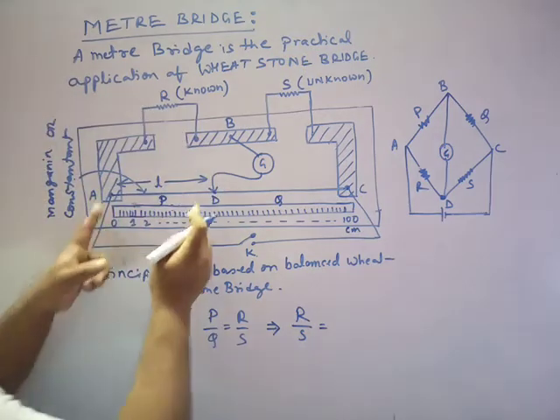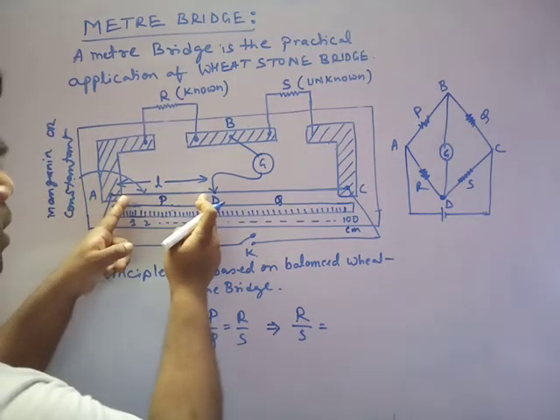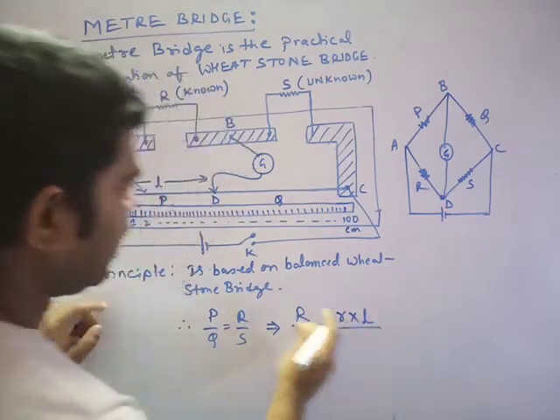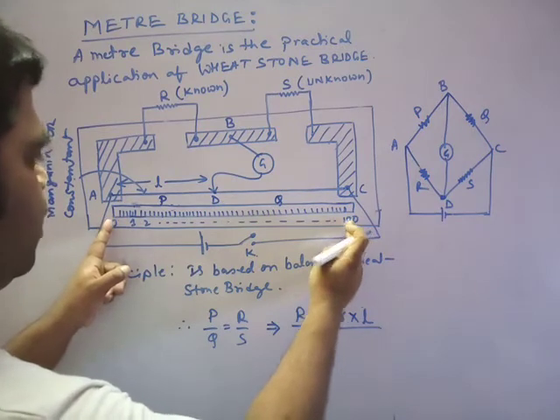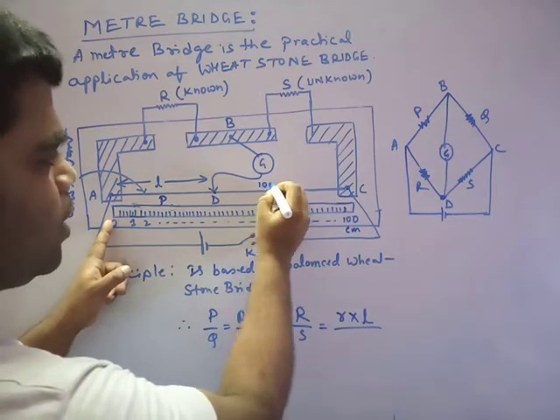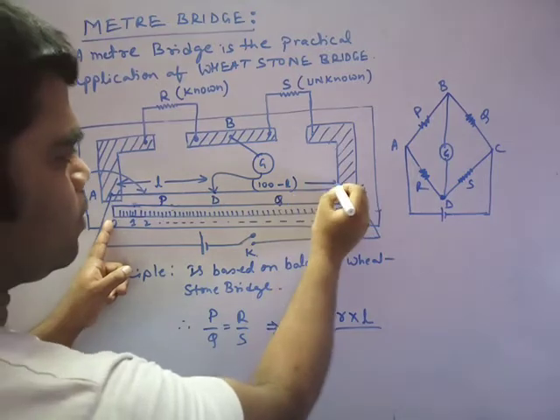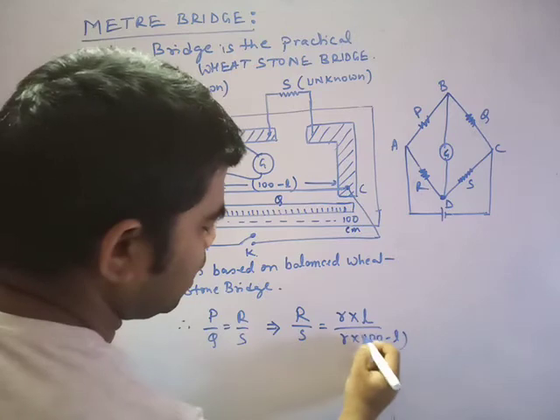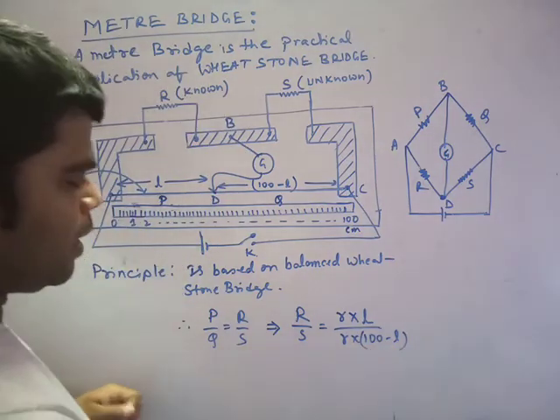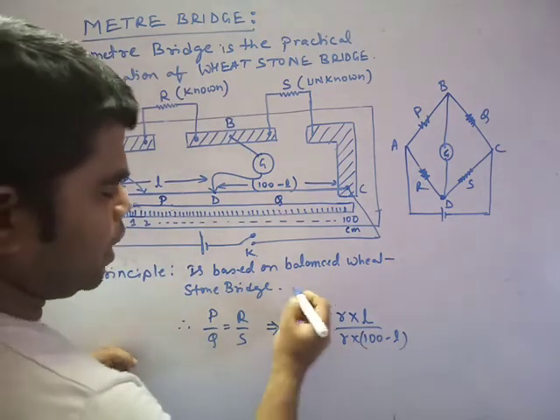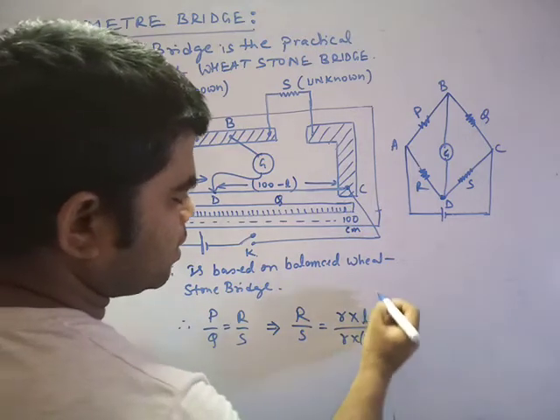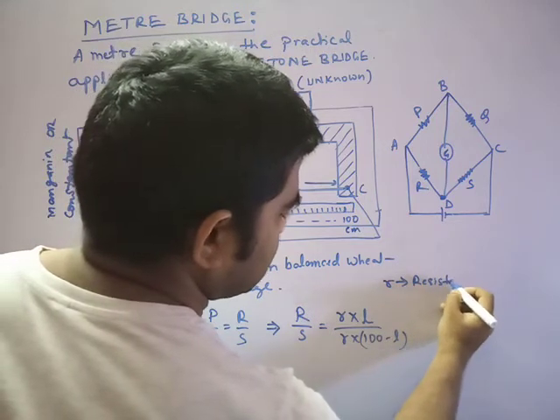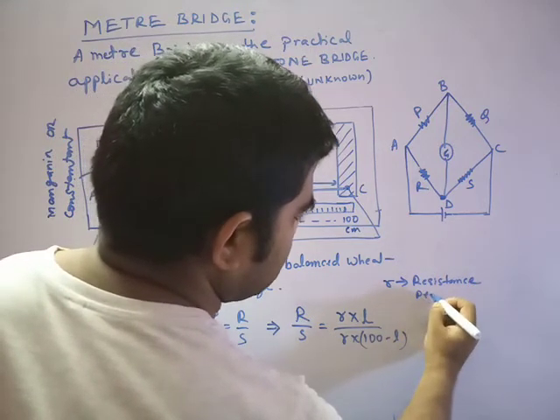What is P? P is a resistance. So how do we write this resistance? Because length is there, so I will write R into L. And here, if it is 100, then definitely this is 100 minus L. Is it clear? So I will write here R into 100 minus L. Then तुम्हारे मन में आ रहा है कि what is R? Is it right? So let me write here. R is nothing, it is resistance per length.